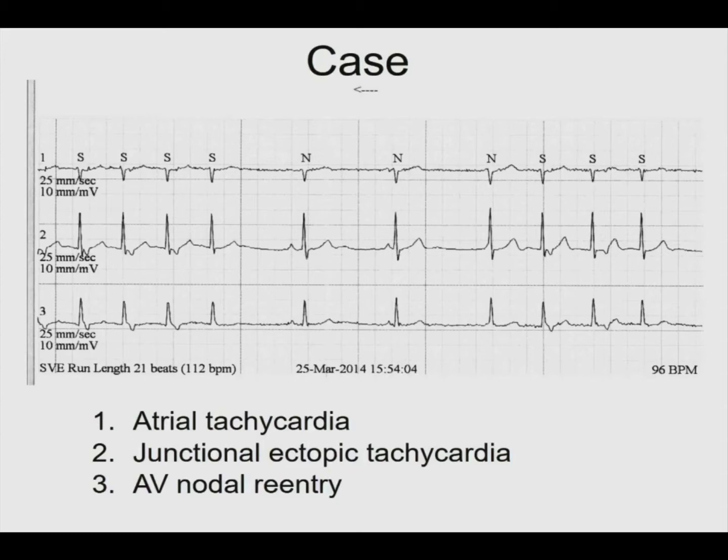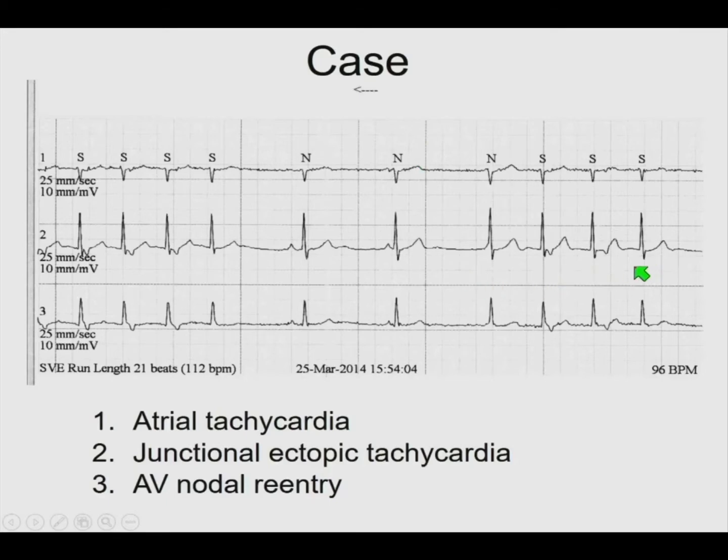Let's look at this tracing. This is a patient with recurrent PSVT. You can see a tachycardia that terminates, sinus rhythm with a different PR interval, and then resumption of tachycardia here.